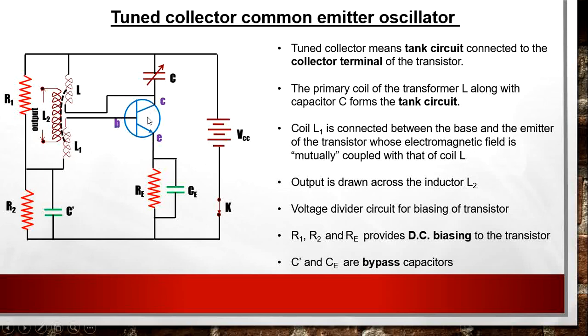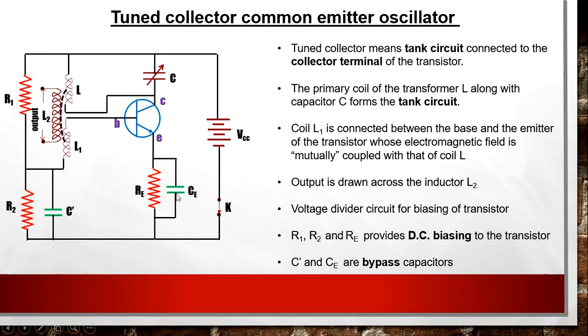Then we can replace one transistor with another transistor without facing any problem in the circuit. So this is the beauty of this voltage divider biasing circuit. Next, resistances R1, R2 and RV provide DC biasing to the transistor. And now capacitors C prime and CE. These are actually bypass capacitors. Bypass capacitors means these bypass the AC signal, or they provide a low resistance path to the AC signal.